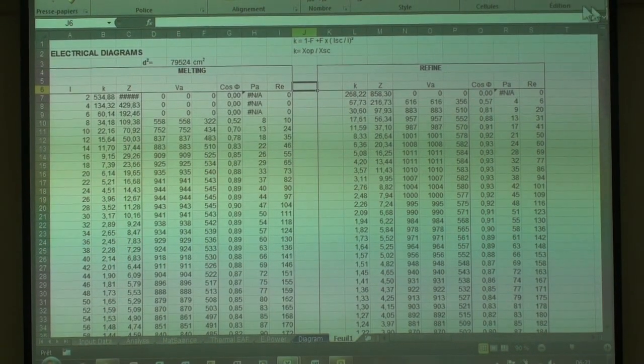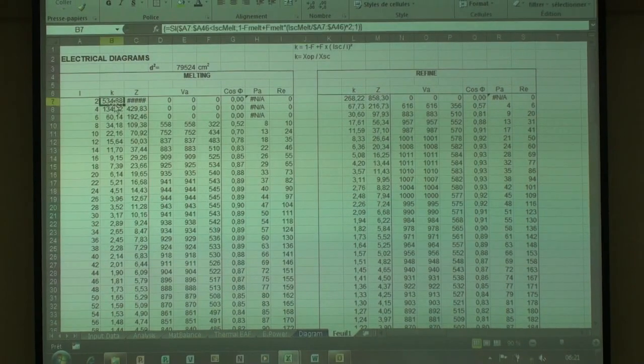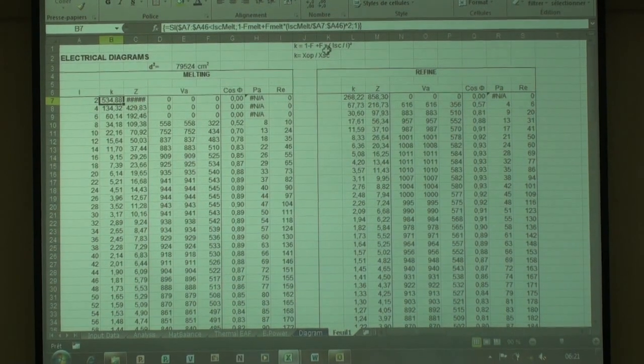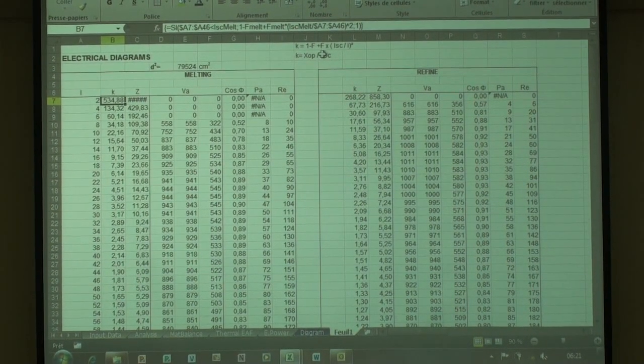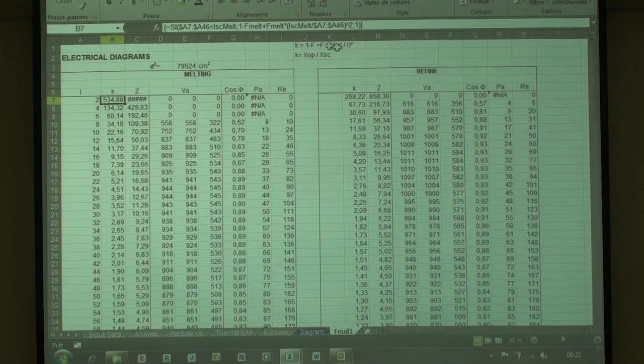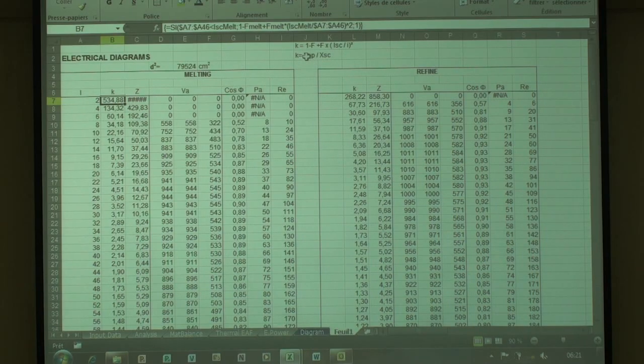So now you know exactly what is K. This formula is expressed by this one here. And when we have calculated here, we can calculate the XOP, which is here. Again, you see this is a matrix calculation.